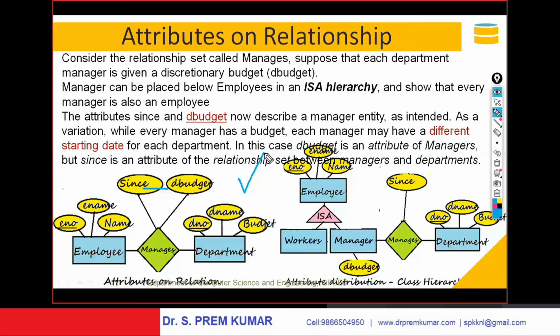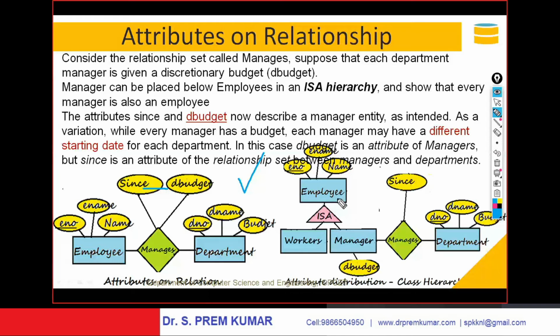a still more accurate diagram is this: for all employees, this discretionary budget is not given. Only the discretionary budget is handed over to the manager of the department. And of course, the manager is an employee. The manager manages the department. Now observe the diagram. Employee has an is-a relation: an employee is a manager or a worker.